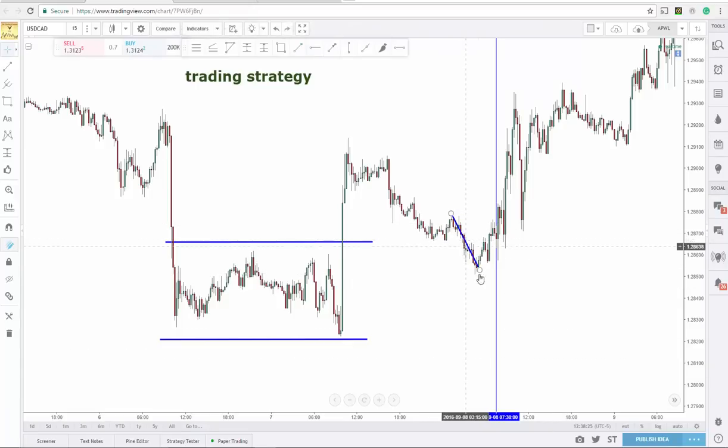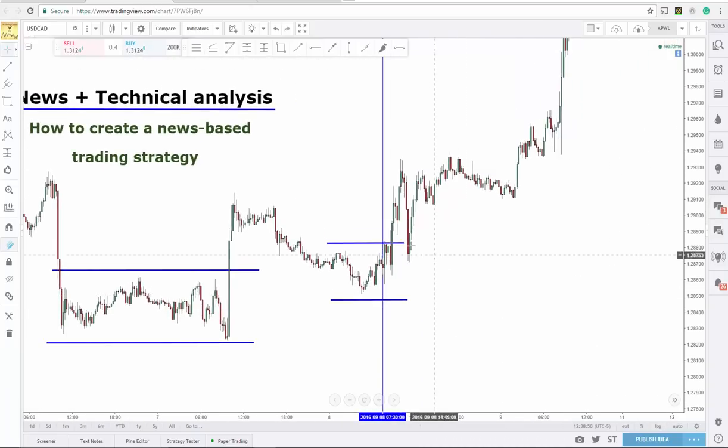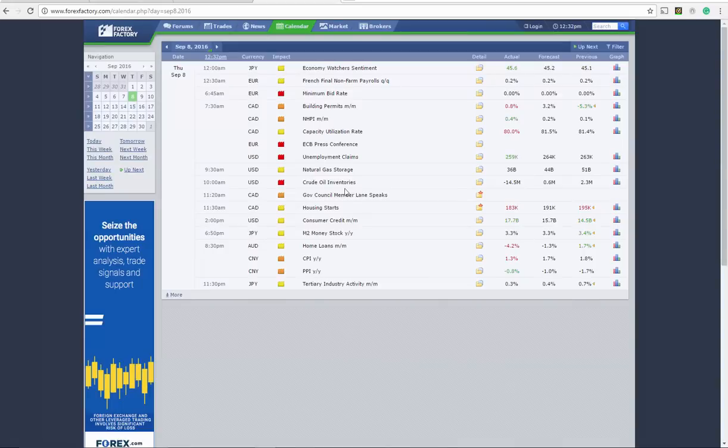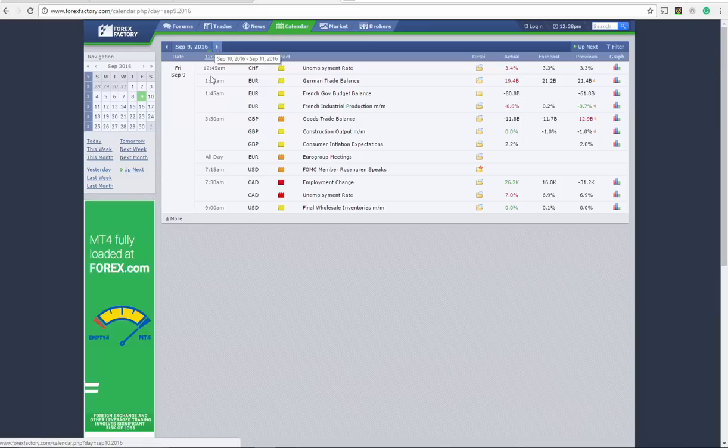So with that being the case, my entry would look something like this, a few pips above that resistance level, and also my sell stop would be below the most previous support level. So as you can see, the market never did come down to hit that sell stop order. Instead, we were bought into the market with a buy stop order just above our previous resistance, and this trade obviously went on to hit targets as well. Now we'll continue doing this for a couple more trades just to give you guys an idea of how I would actually backtest a news-based strategy.